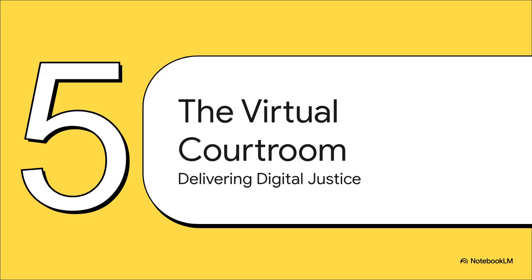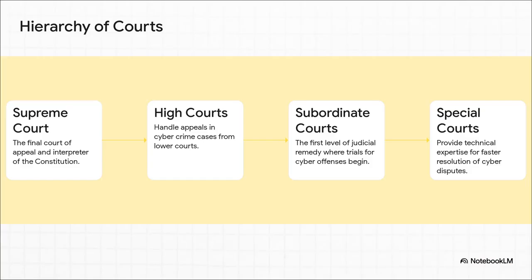So, when all this bad stuff happens, how does a legal system that was basically designed for horse and buggies even begin to deal with it? Okay, let's pull back the curtain on the virtual courtroom and see what digital justice actually looks like. So in a country like India, the court system has that traditional structure, from lower courts all the way to the Supreme Court. But they made a really smart move for the digital age.